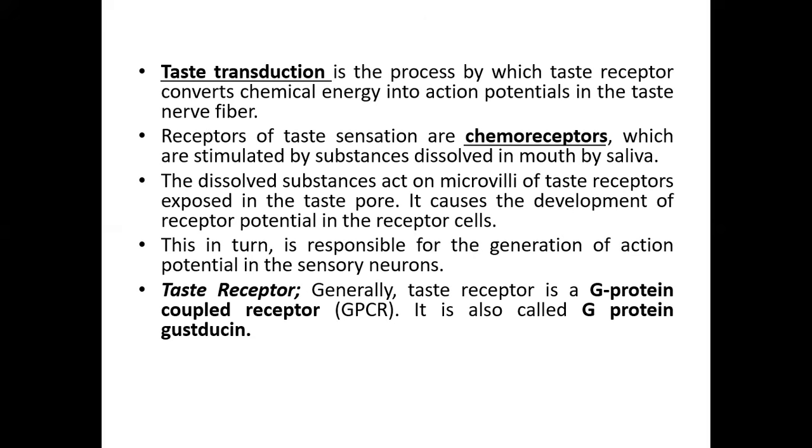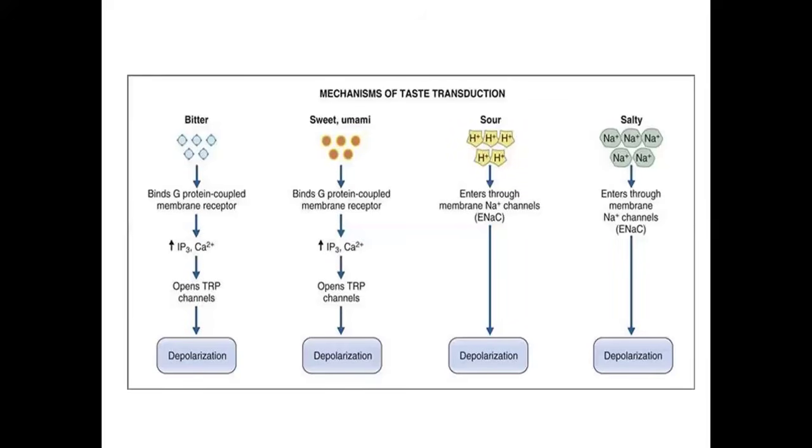Generally, a taste receptor is a G protein coupled receptor, GPCR. Okay? G protein coupled receptor. It's also called G protein gustducin. So here's a summary which shows how these different types of tastes are picked up and how they are depolarized, or converted to what we call action potentials. Here you can see there's bitter, sweet, umami, sour, and salt.